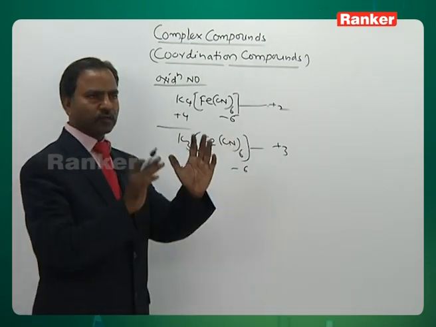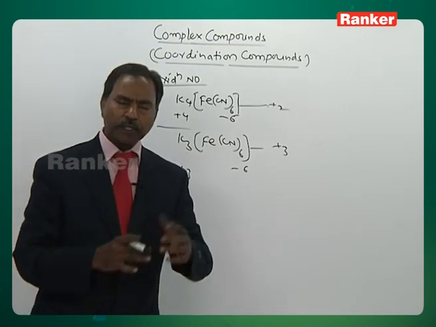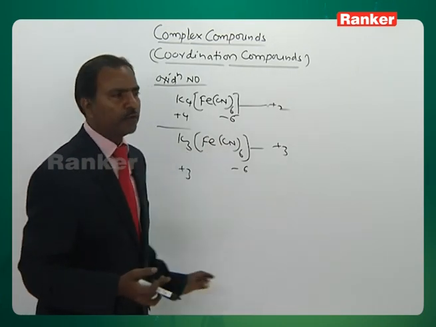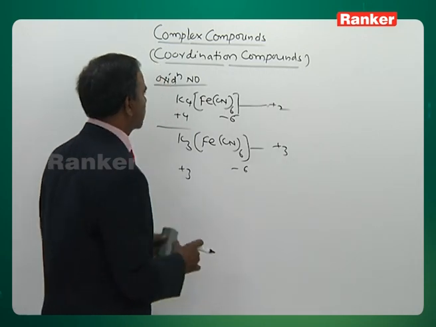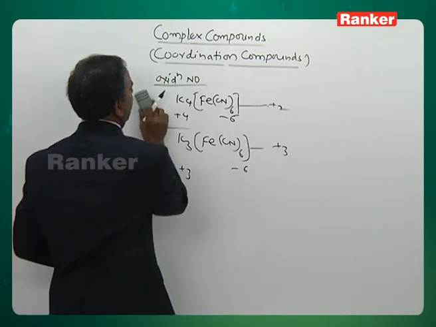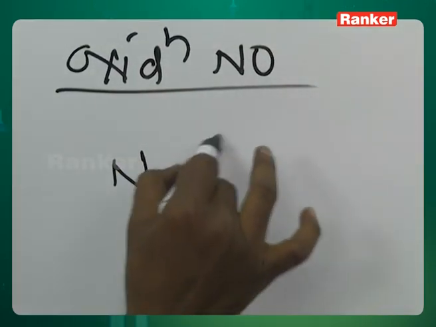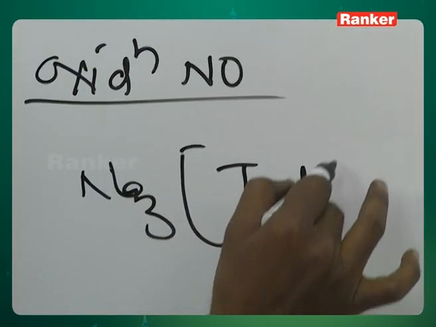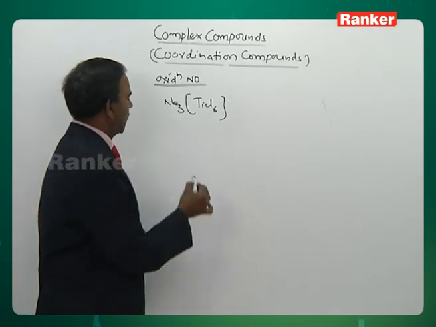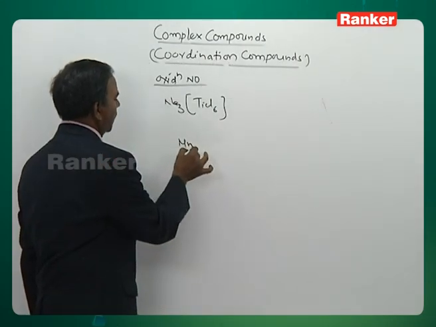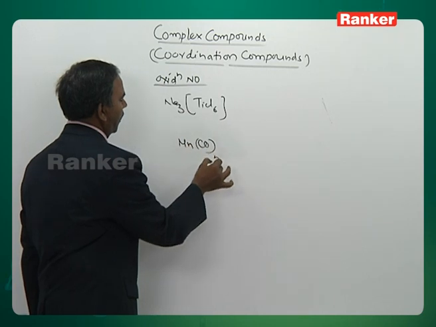I will write just 5 or 6 complexes on the board, and still I will explain how to do this particular calculation of oxidation number. Look at the board. Look here, Na3TiCl6, one of the complexes. Take any charged complex, I will give Mn(CO)5.